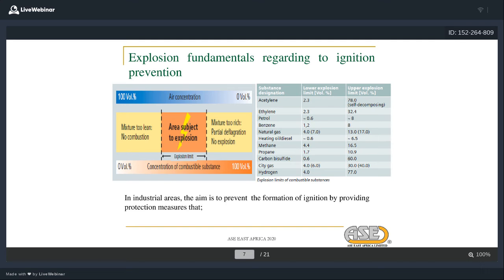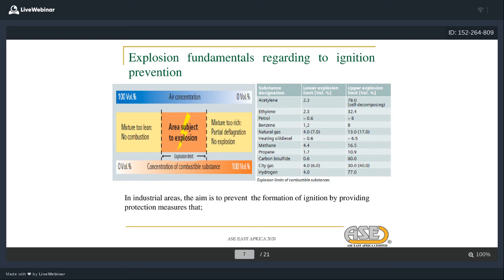Explosion is defined by two terms: deflagration and detonation. What are these? Detonation is when the speed of propagation of the fire is supersonic. If the speed of propagation of the fire or explosion is subsonic, we call it deflagration.